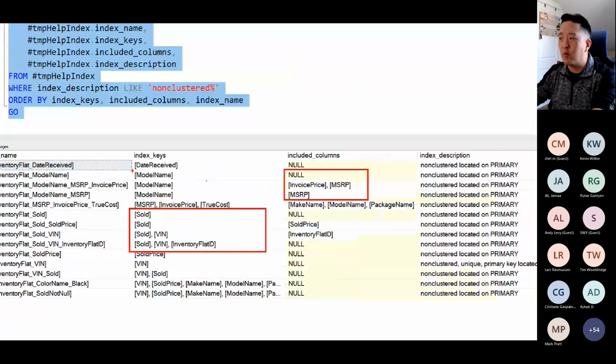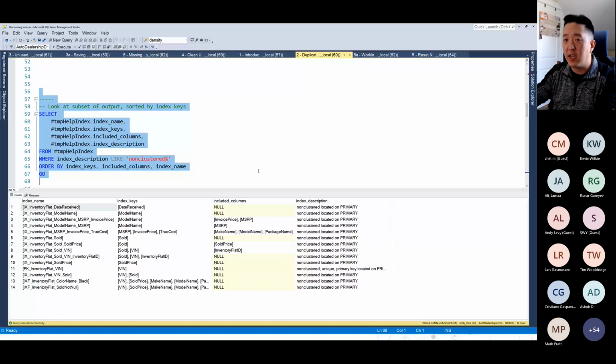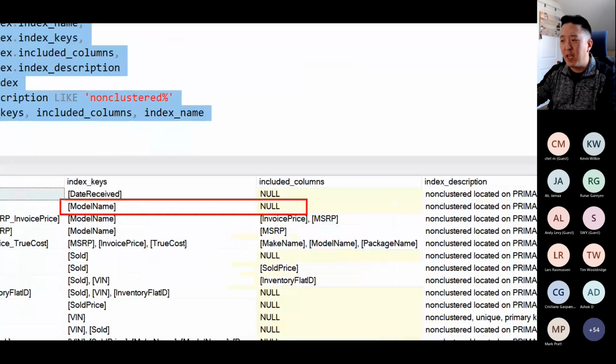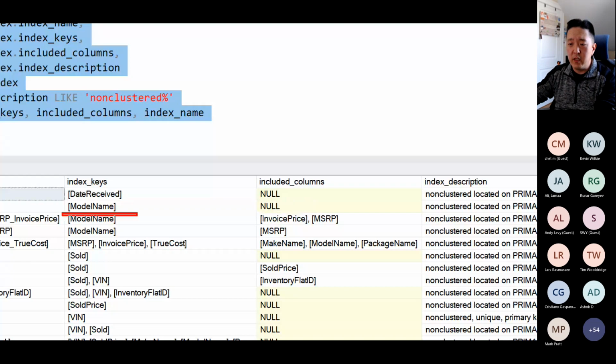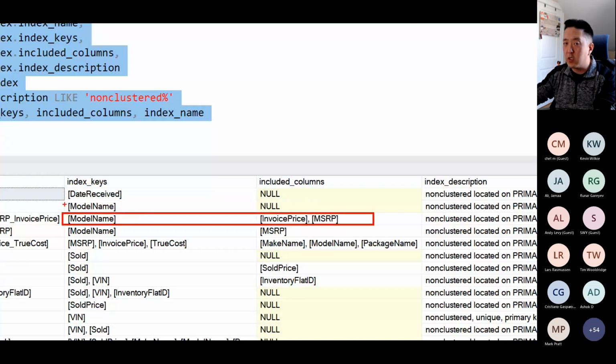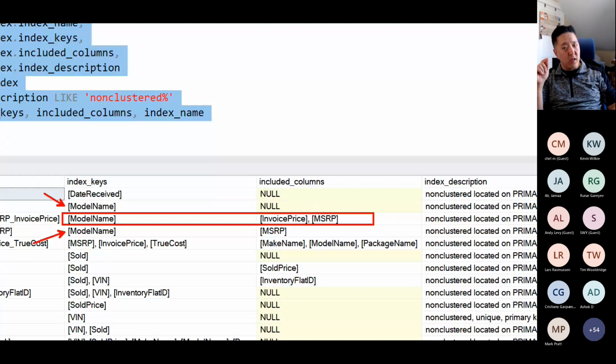So these are all cases where we have very similar non-clustered indexes that could benefit from consolidation, because let me actually zoom back in on this. If I happen to have a query where the model name of a vehicle is equal to Camry, the Toyota Camry, right? We can seek on that, right? But if I also happen to select invoice price, select MSRP, you know what? This non-clustered index will support all queries that also would be supported and potentially use one of these other non-clustered indexes. That's the idea of this consolidation.